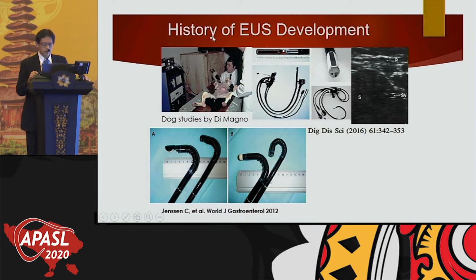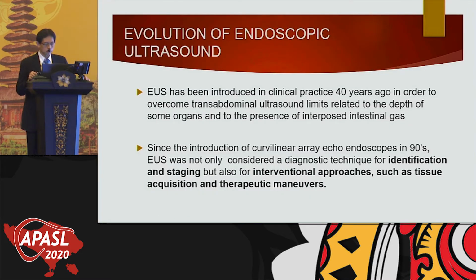However, nowadays, I think there have been big innovations and changes in EUS to overcome the limitations in detecting some organs and the interposition of intestinal gas. So EUS at this moment is not only considered a diagnostic technique for identification and staging, but also for interventional approaches such as tissue acquisition and therapeutic maneuvers.